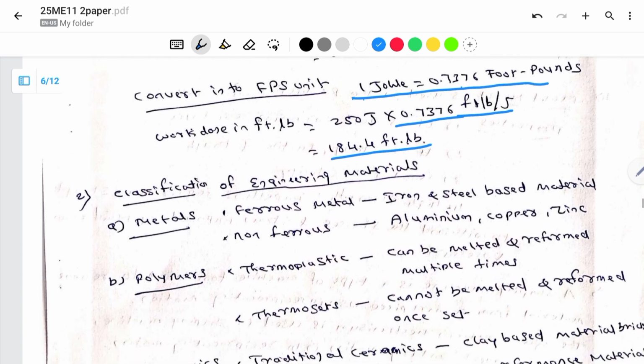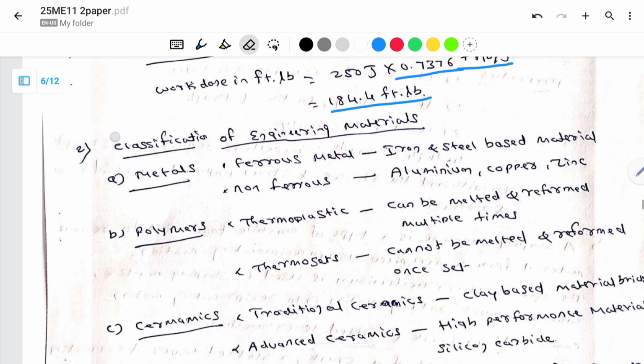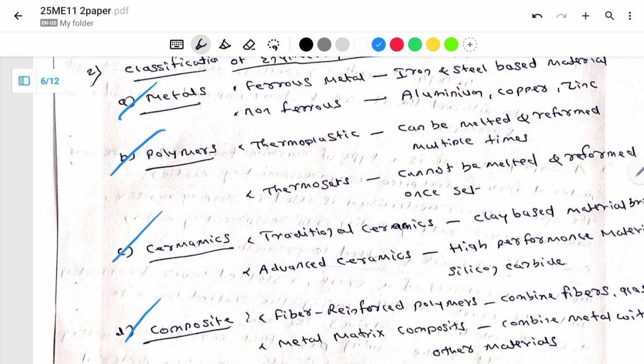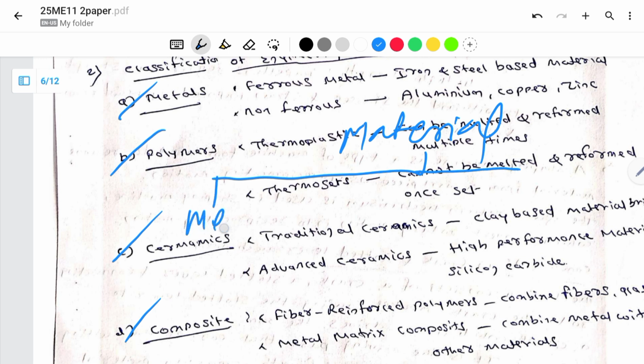So next, classification of the engineering materials. Engineering materials can be classified in different ways. We can classify them into metals and non-metals, or else in terms of metals, polymers, and ceramics. So there are different ways. You can also draw a tree diagram. Tree diagram means, you write materials, then different types of the materials. So here, metal and non-metal.